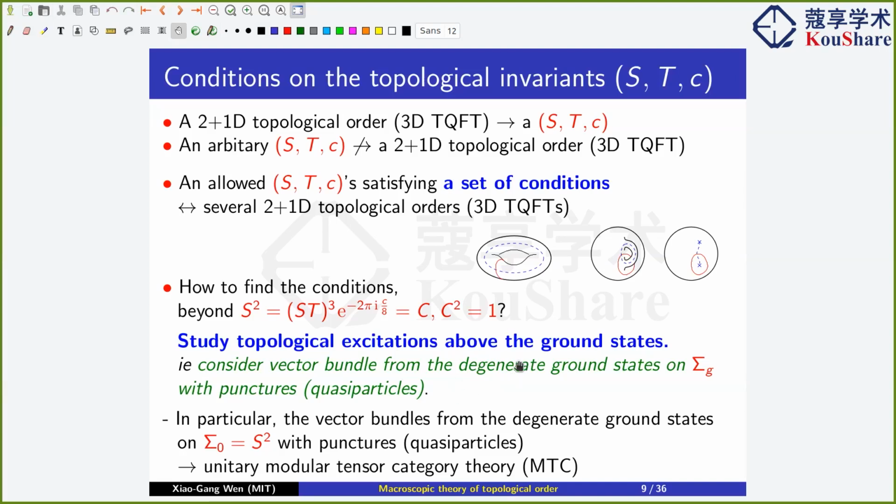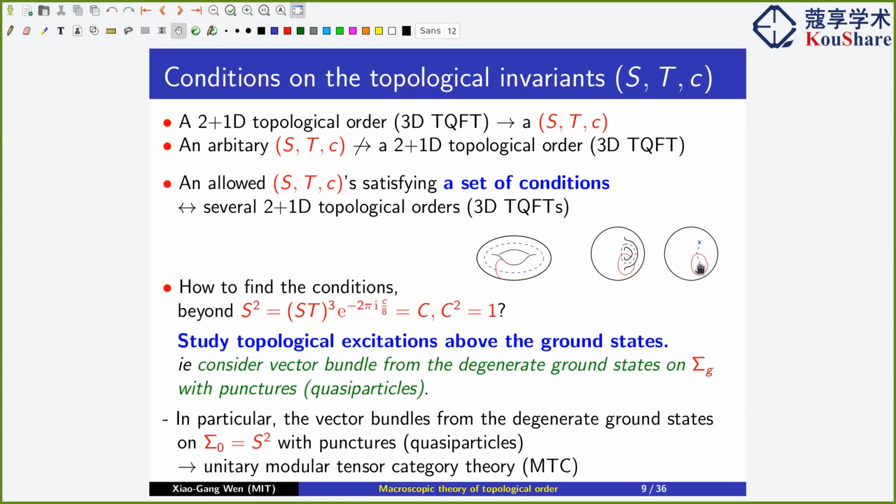So the question is, how do we find more conditions? Actually, the idea is the following. Let's consider a torus. The torus can be viewed as a sphere attached with a handle. That's one way to view a torus. Then you can make this handle very, very thin, so thin that maybe you feel you can ignore the handle. Then what you have is a sphere with two punctures.